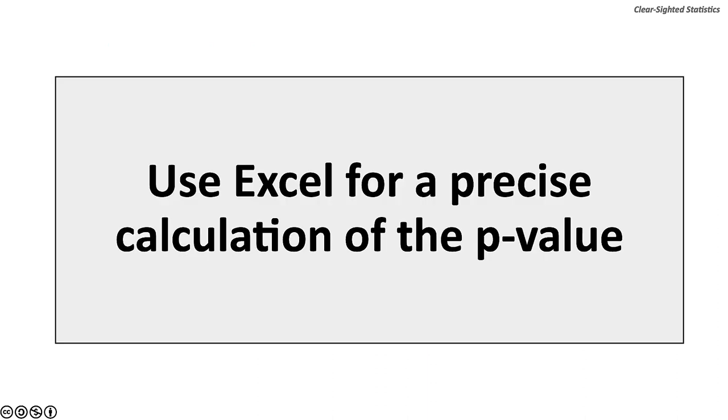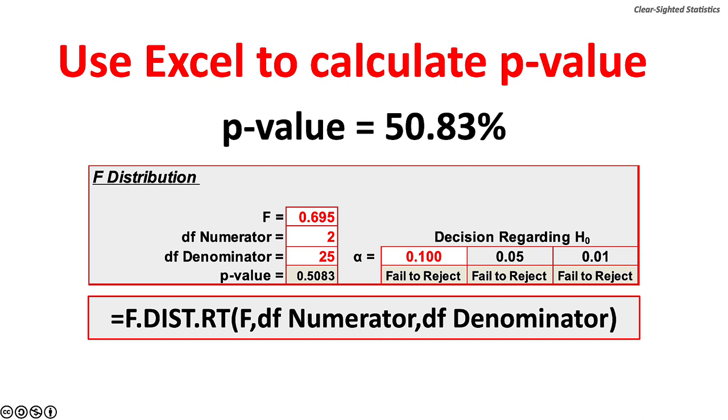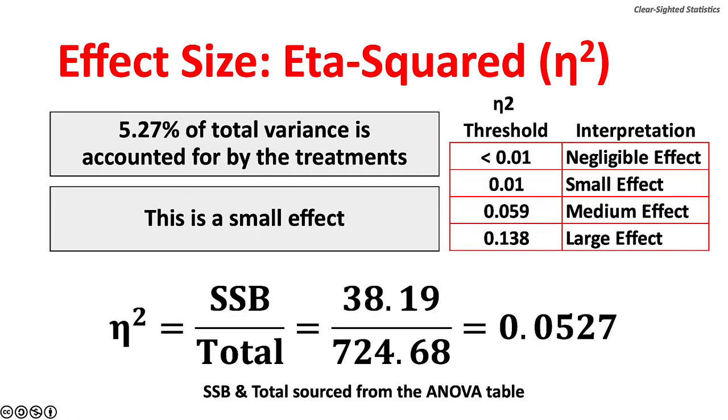We will use Excel to get a precise calculation of the p-value. To calculate the p-value, we use Excel's f.dist.rt function. This function has three arguments. 1, the value of the F-test statistic. 2, degrees of freedom in the numerator. And 3, degrees of freedom in the denominator. The p-value is 50.83%. This is an enormous p-value.